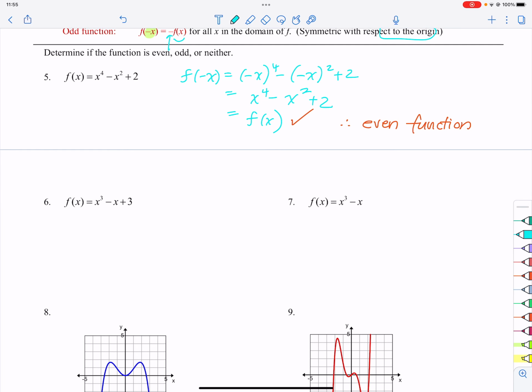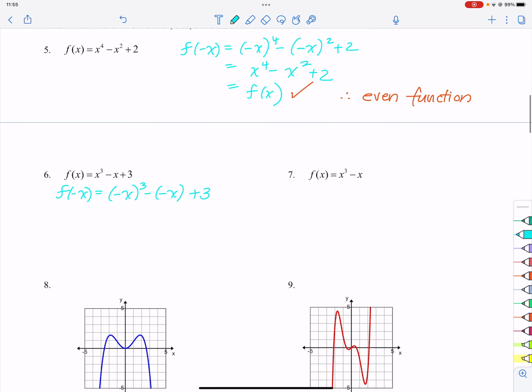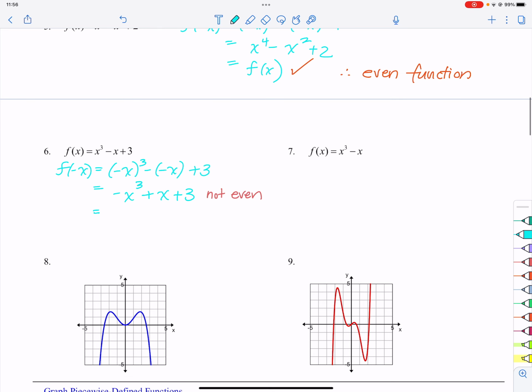We have f of the opposite of x, all cubed, opposite of x plus 3. And now simplifying, we have negative x cubed plus x plus 3. Definitely not even. Now, let's try to simplify a little further and see if we can come up with the opposite of what we started with.